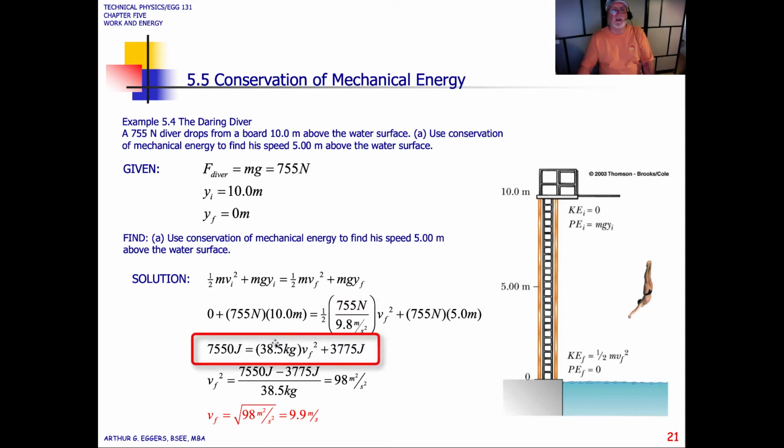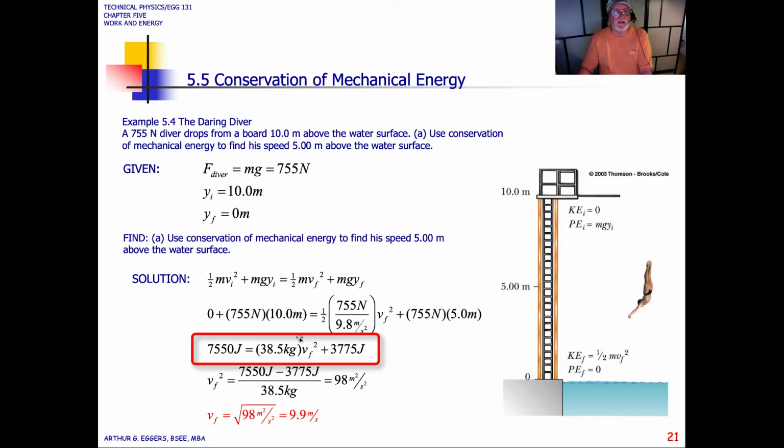So when we solve all of this, all we have left on the left side is 7,550 joules, which is equal to 38.5 kilograms times the velocity final squared, plus 3,775 joules, the potential energy at 5 meters.